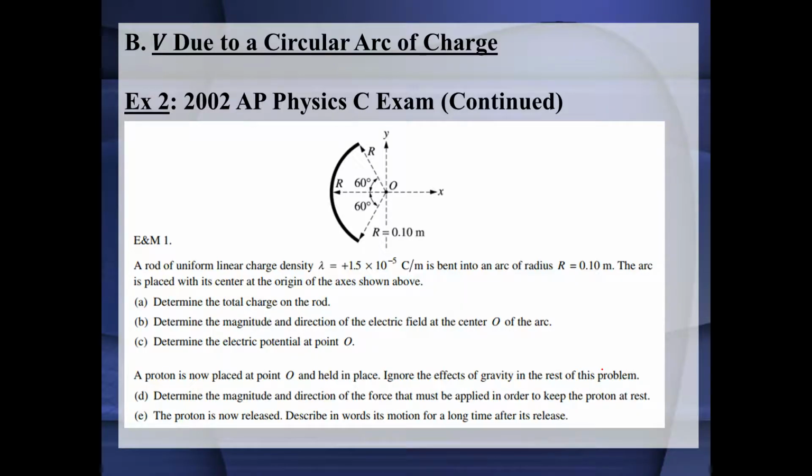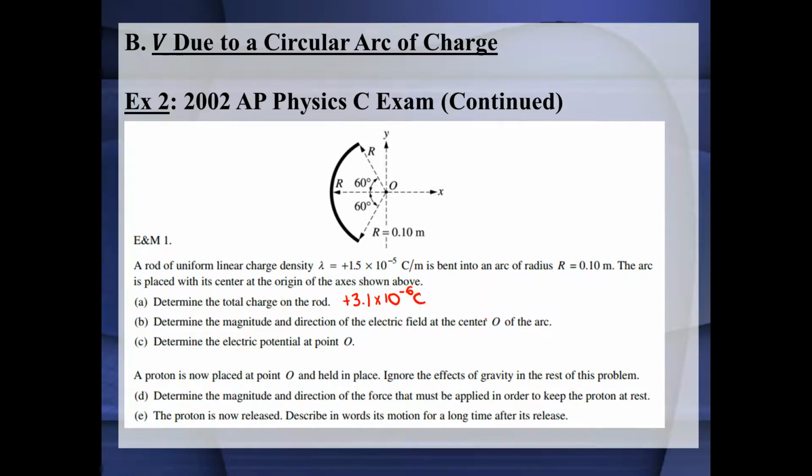Okay, let's go to the second example. So this is actually a continuation of the example problem we looked at in the second lesson in this advanced integration techniques unit. So we're back to this curved rod that's bent into an arc, where the arc has a radius of 0.10 meters. And we did parts A and B of this question before. So we determined the total charge of the rod previously. And from that lesson, we had a value of my charge of positive 3.1 times 10 to the negative 6 coulombs.